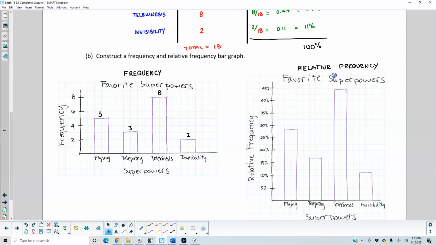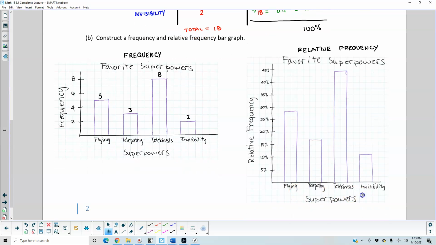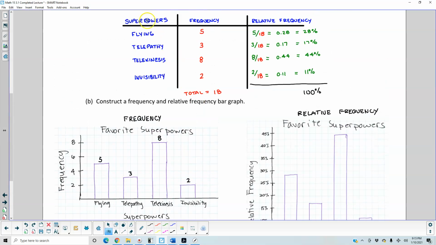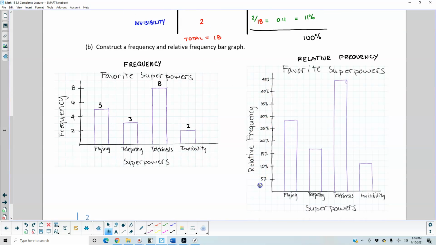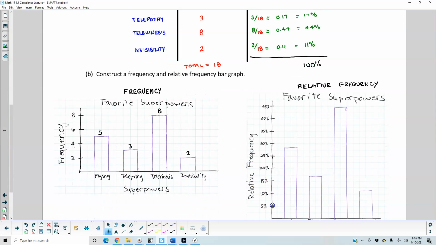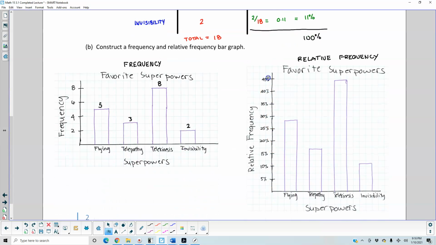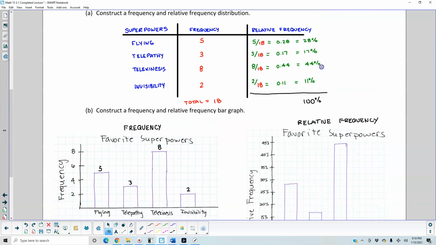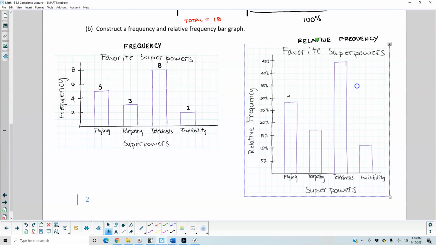Now for our relative frequency, we still have the horizontal axis, which is the categories in the superpowers. And then our vertical axis is going to have the relative frequency. And so if we look at our percentages, we go from 11% to 44%. So 11% is the smallest, where 44% is the largest. So we go in increments of 5 all the way up to 45%. So if we take a look at flying, we had a 28% relative frequency. So we can see here that this represents 28%.